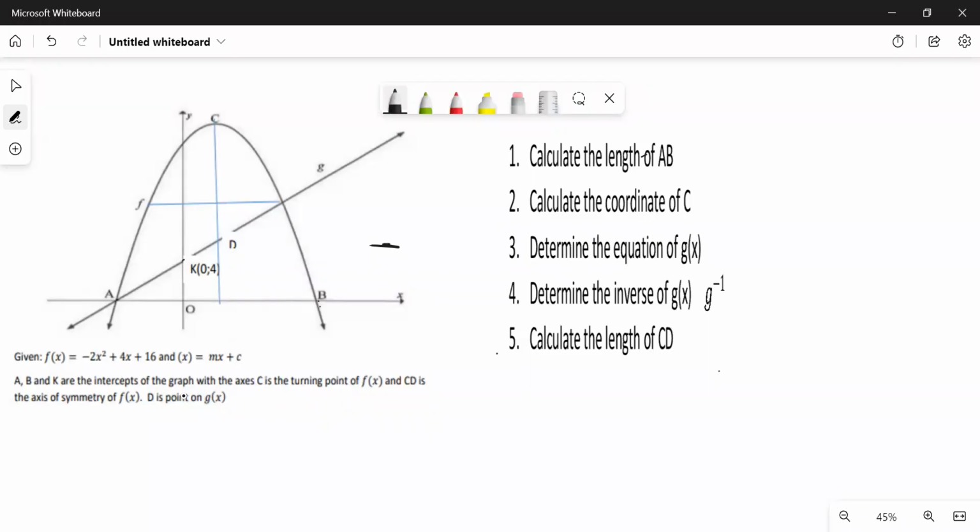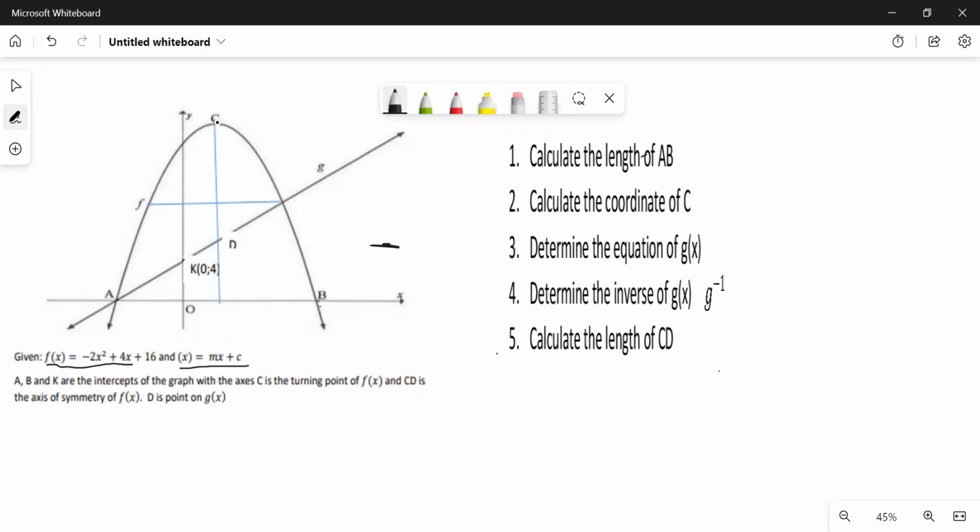In this activity, we are given the following parabolic function, which is given as f of x, and then we are given a straight line, which is given as g of x. They say A, B, and K are intercepts of the graph with the axes. So they intersect with the x-axis and the y-axis.